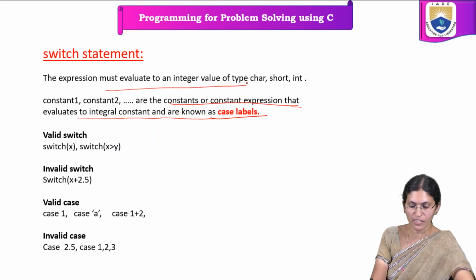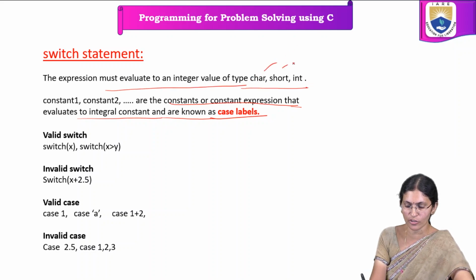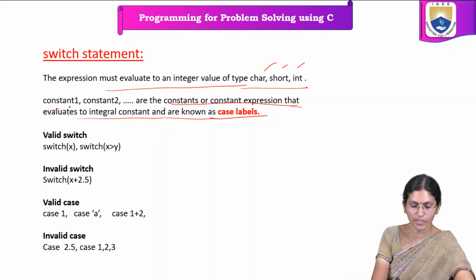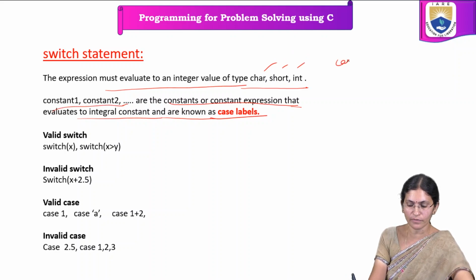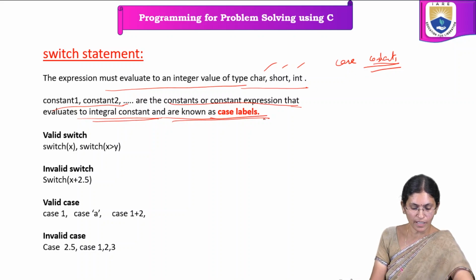So here the expression must evaluate to an integer value, that is, of type character, short or integer. Next, constant 1, constant 2. After the case keyword we have the labels. These are called case labels. These are constants that evaluate to an integral constant. These are known as case labels.